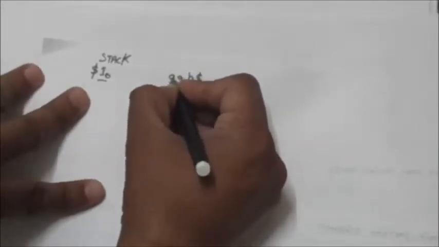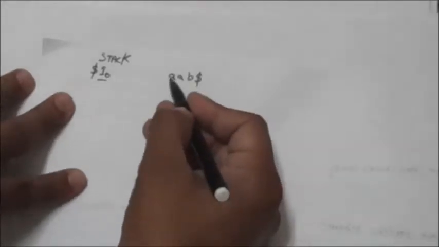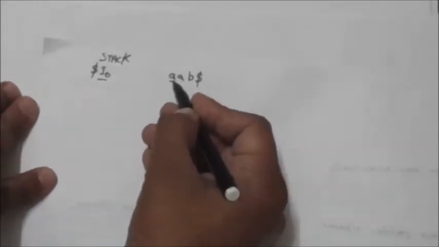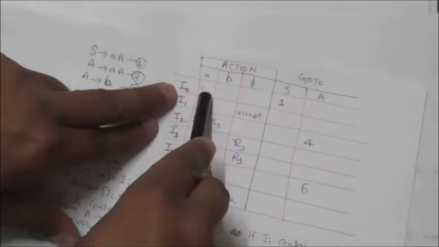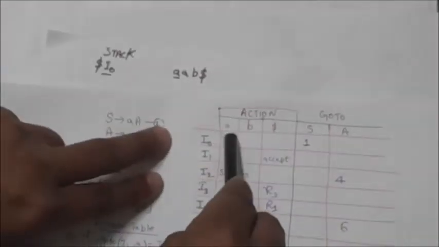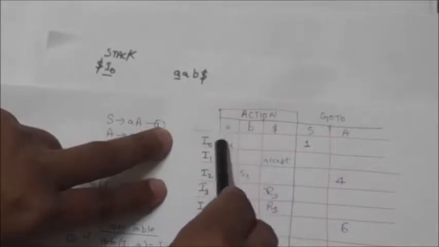So the input pointer will first point to the leftmost terminal of the string, that is the terminal A. Now we have to see the action and go to table. In row I0 and the column labeled by terminal symbol A, it is written as S2. It means shift and jump to state I2.